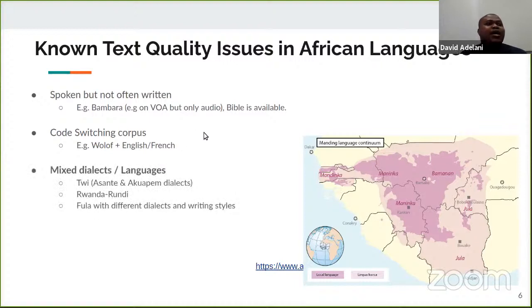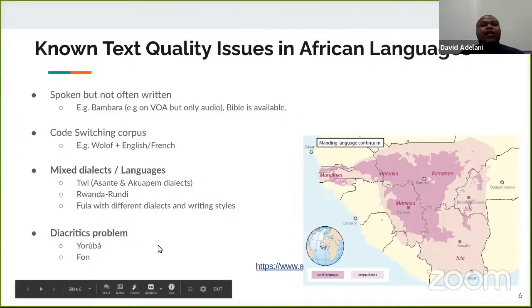And we have a mixed dialect problem, where in the same text, multiple dialects are used. For example, in Twi and in the JW corpus, they mix the dialects. We have Kinyarwanda and Kirundi, and these are mixed together. And we also have Fula with different writing styles and different dialects. The last one is the diacritics problem. This is very common for Yoruba and other tonal languages, like Fon, that is spoken in Benin.